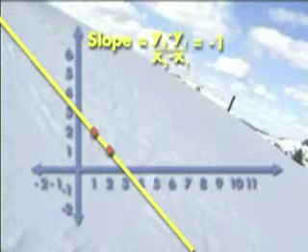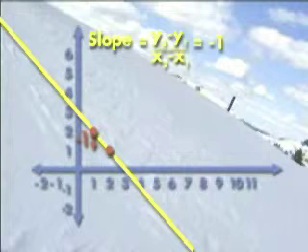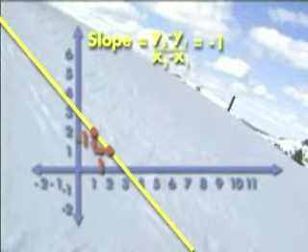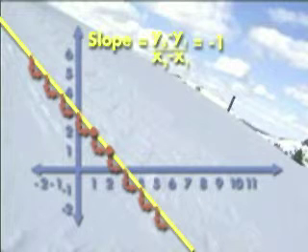A slope of negative 1 means that if you start at any point on the line and make a vertical change of negative 1, followed by a horizontal change of 1, you'll end up at another point on the line. Since all parts of the line have the same slope, the slope, negative 1, describes the steepness of the line.